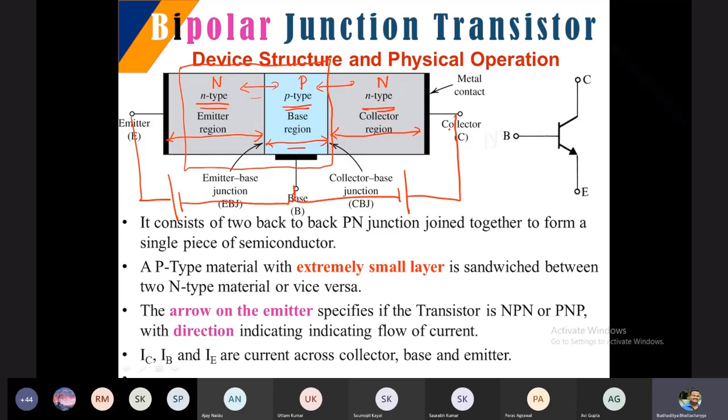Based on the supply voltage, the NPN transistor will start to behave in a way where the current, or rather the flow of the current, will be indicated based on what we are applying at the end of the emitter or at the end of the collector.